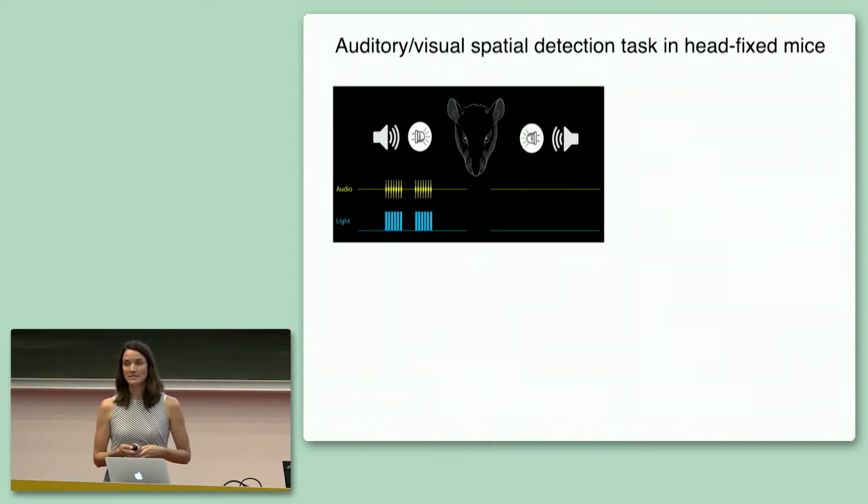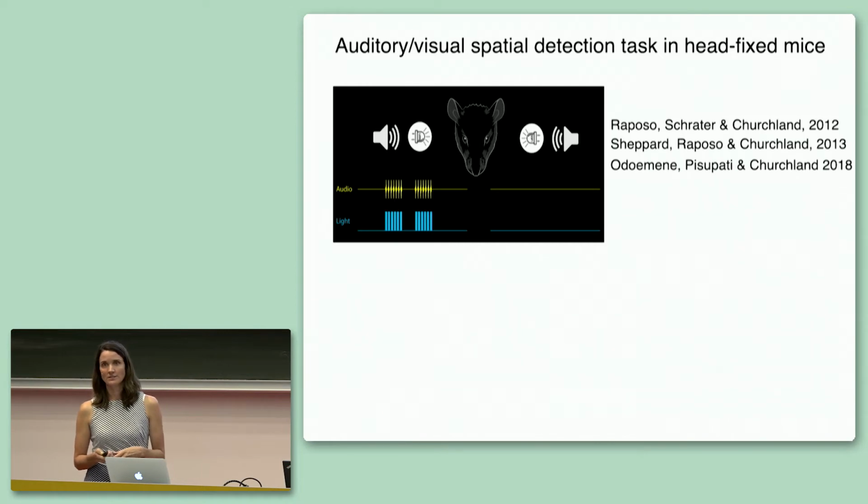So to do this, we developed an auditory visual detection task in mice. We've been studying decision-making in rodents in my lab for a number of years. We have a pretty large, extensive set of experiments that we've conducted, seeing how rodents and humans measure up, understanding what they base their decisions on, and so forth.